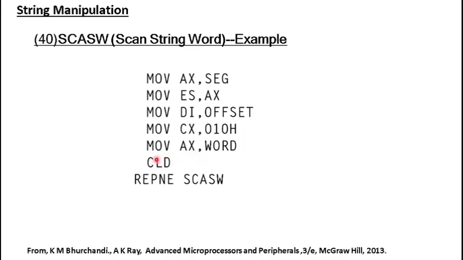Now we are clearing the direction flag so that the index DI will be incremented towards the positive side of the address. Then we are giving REPNE SCASW so that, until a match is found within the string as pointed to by ES and DI, the SCASW instruction will be repeated, or till the string is exhausted.